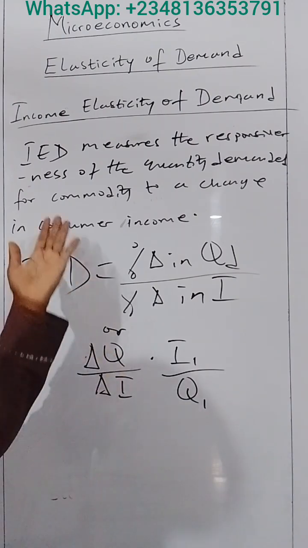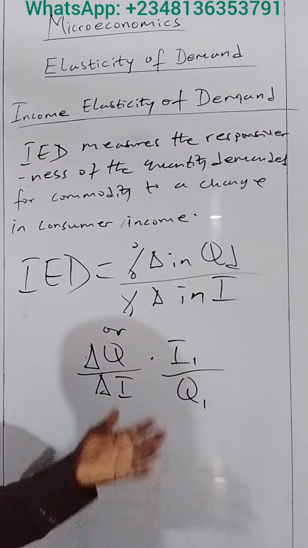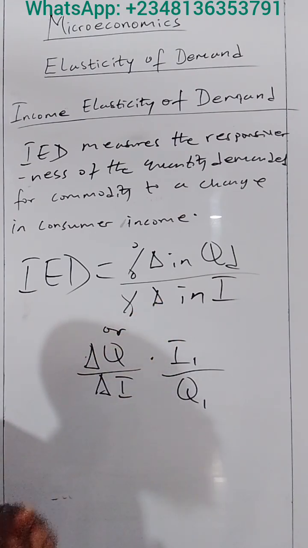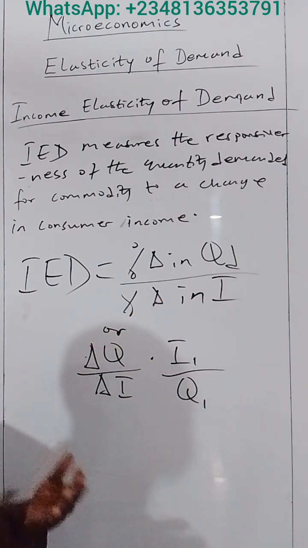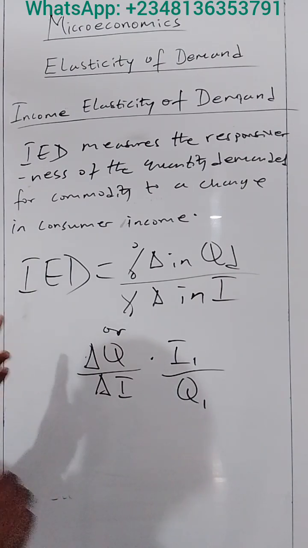So, in other words, we can redefine income elasticity of demand. If the income of the consumer increases by 1%, what will be the percentage change in quantity demanded? That is what income elasticity of demand measures. So, by how many percent will quantity demanded change if the income changes by 1%?